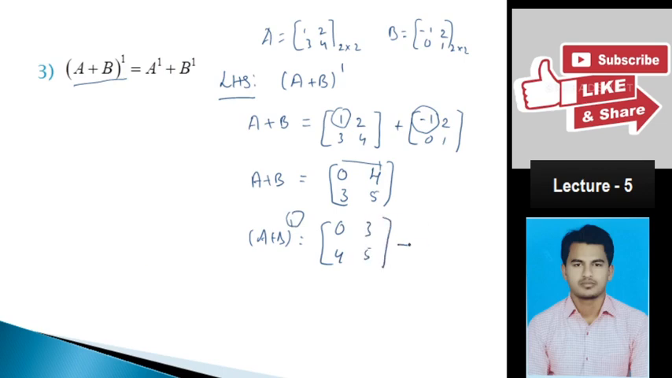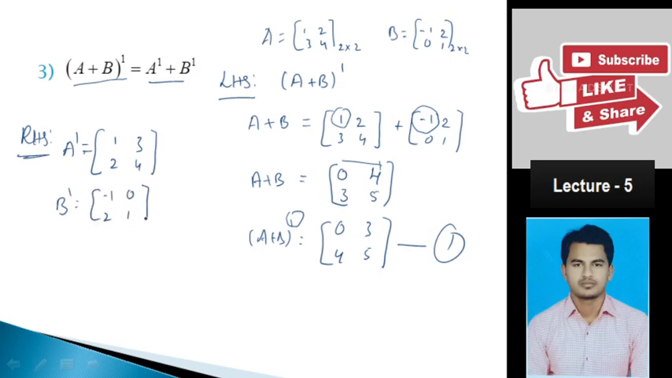So this is nothing but equation number 1. Later take RHS. Our intention is to make both equal. What is our A dash? A dash means the transpose of A matrix. Now interchanging rows into the columns, [1 3; 2 4]. B dash means [-1 0; 2 1]. Clear? Now A dash plus B dash. A dash means [1 3; 2 4] plus B dash means [-1 0; 2 1].